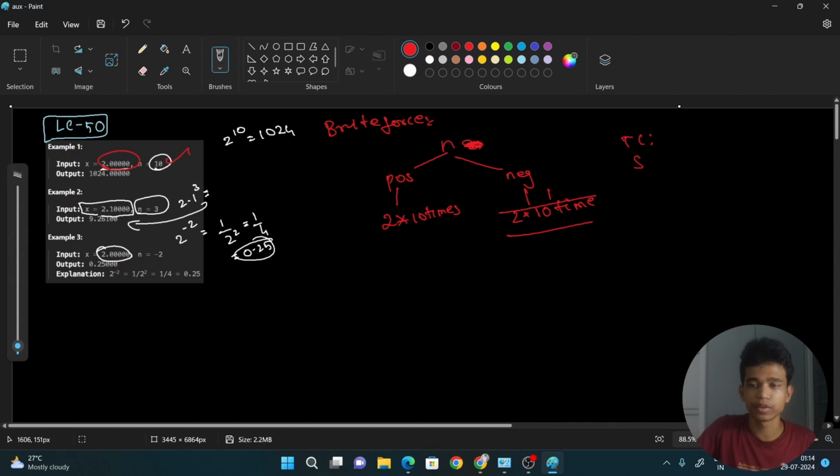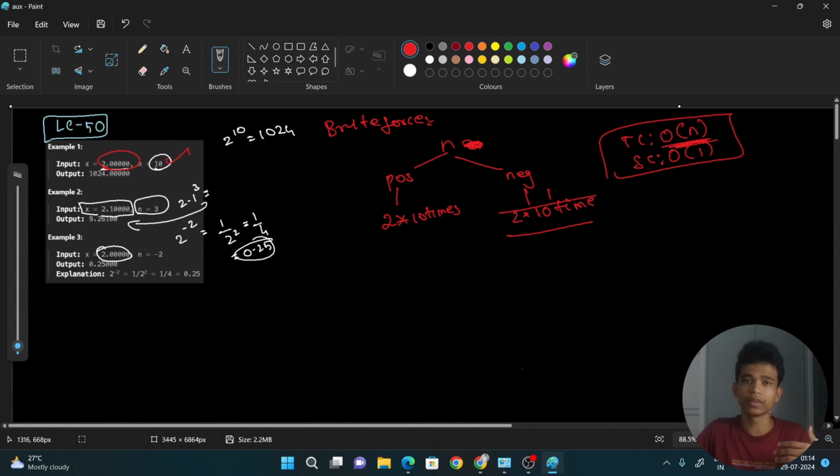What is my time complexity and space complexity for this approach? I can say O of n is my time complexity, and space complexity will be O of 1. So this is my time and space complexity, right? Okay, so it is a huge time. Yes, if I give n as something like 1000, it is a huge time. Okay, can we optimize it?